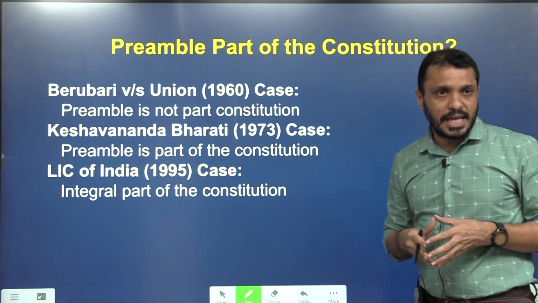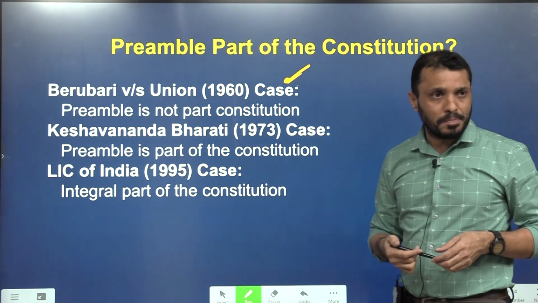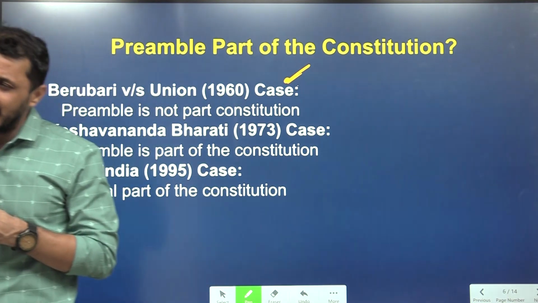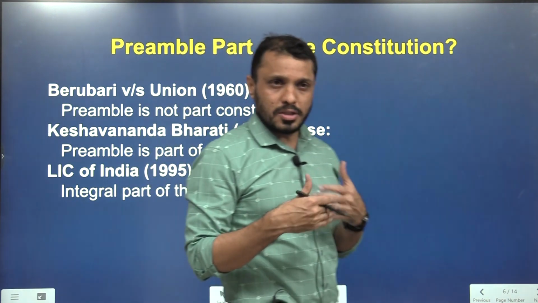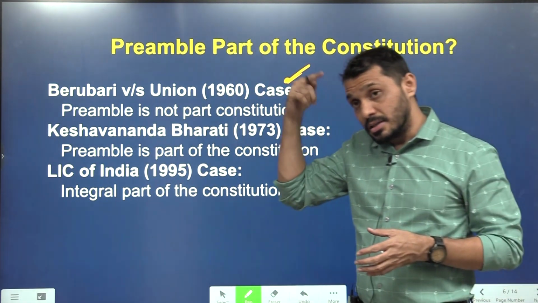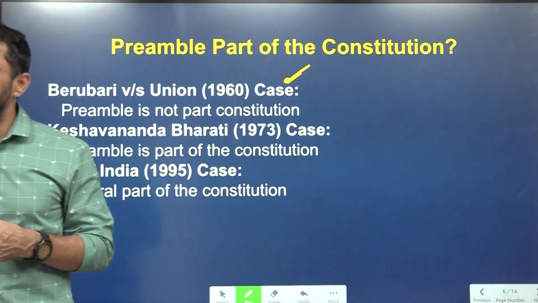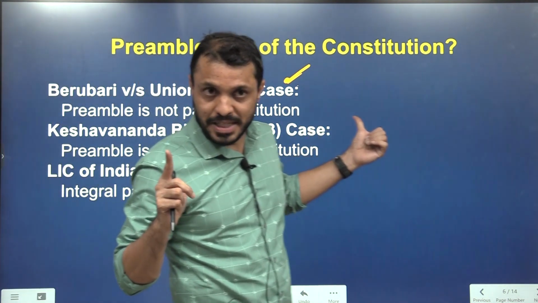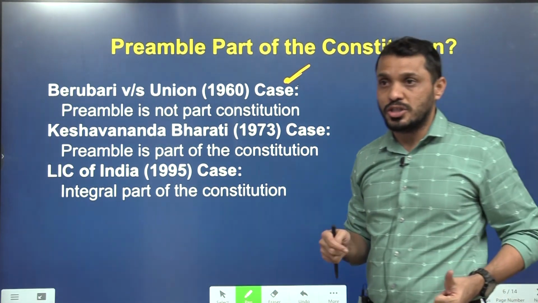These are the popular cases regarding the preamble. In the Berubari case, 1960, the Supreme Court said the preamble is not part of the Constitution. Actually, the Berubari case is not exactly about the preamble. It is actually about the land border, the land sharing between India and then East Pakistan, now Bangladesh. With Bangladesh, we actually had two Constitution Amendments. One is the 9th Constitution Amendment Act, in 1960, and the second is the recent 100th Constitution Amendment Act.